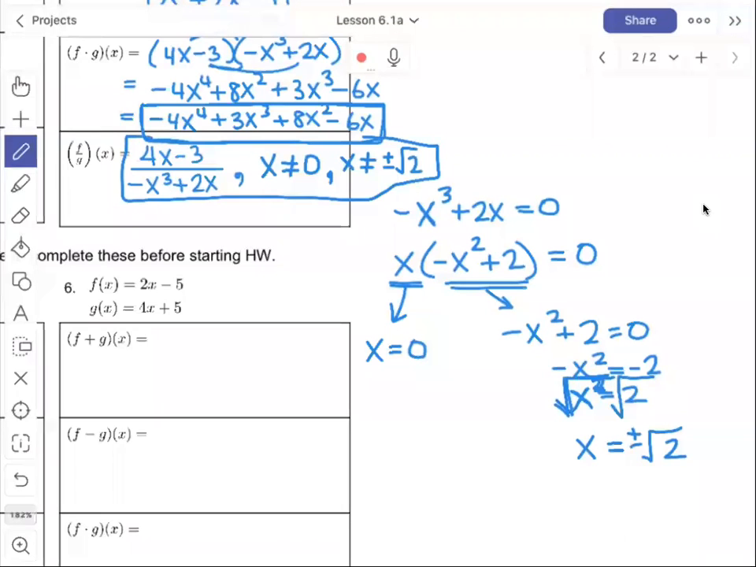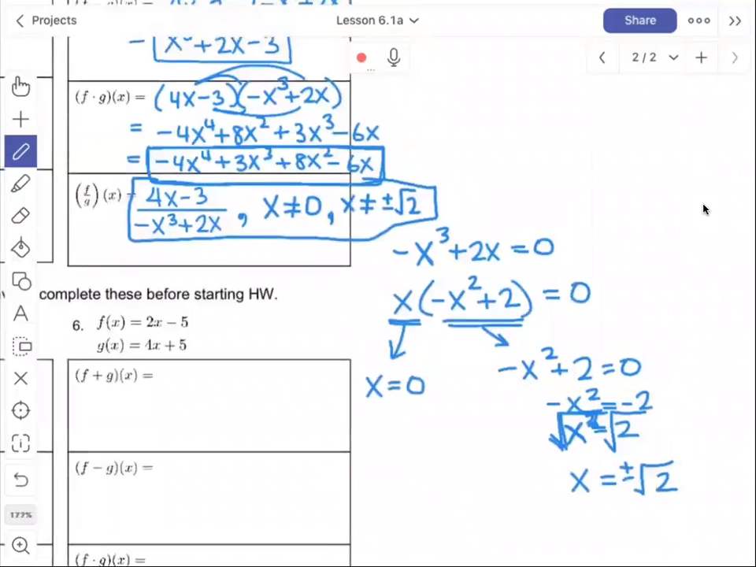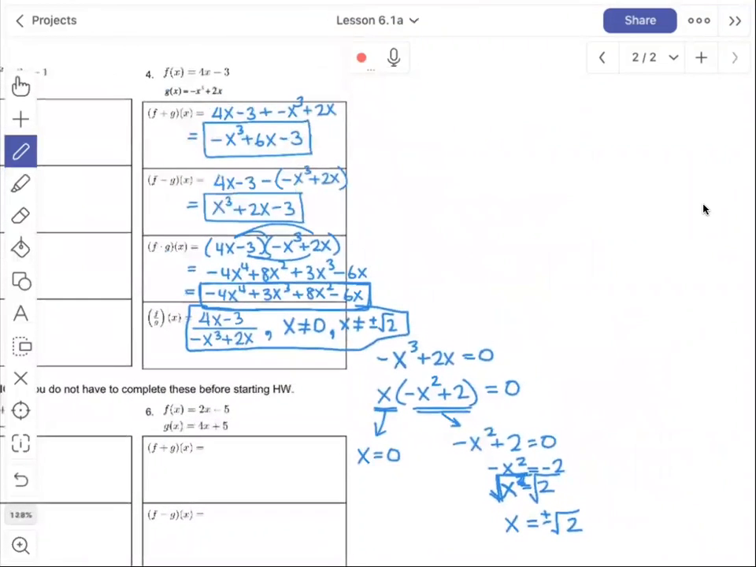Okay, questions on those? Oh, does yours not have a negative in front, guys? I have two different versions of this, so I'm not sure which version you got. But sorry, if you didn't have a negative in front of the x cubed, you can just add it in for that problem.